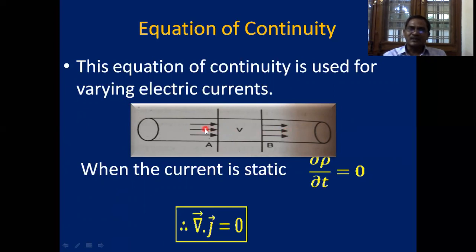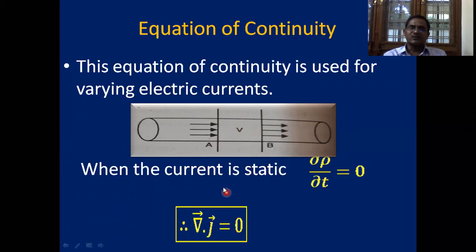The amount of charge entering at the cross section A equals the amount of charge leaving at the cross section B. So like that, if you consider any two cross sections normal to the conductor, that concept is applicable here. Therefore, we mathematically express it as, for the static current or steady current, ∂ρ/∂t equals 0. Then the equation of continuity becomes del dot J equals 0, or divergence of J equals 0.